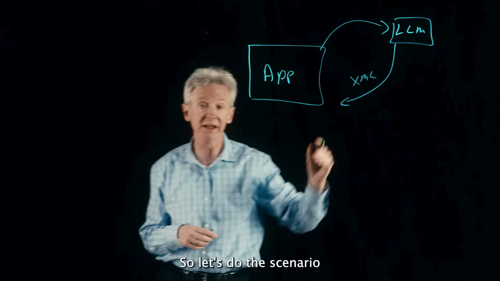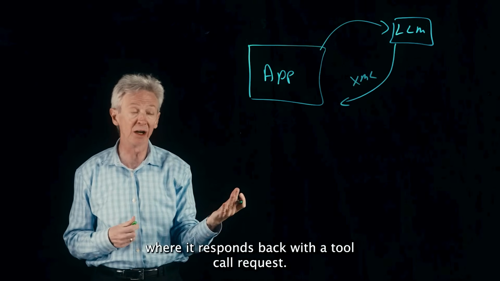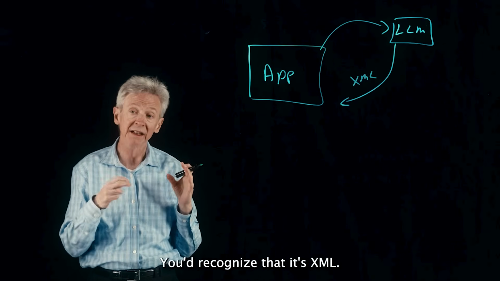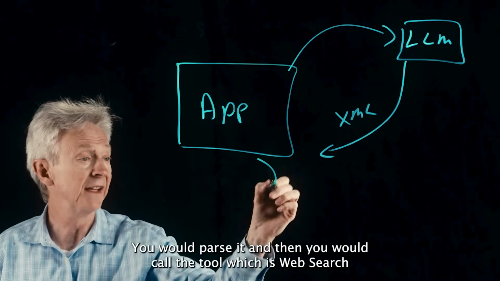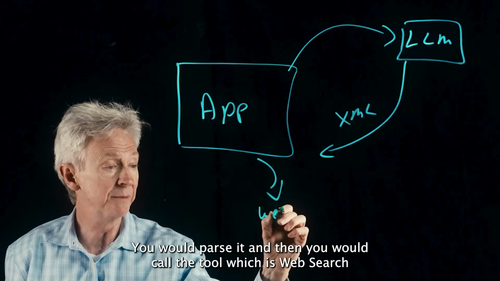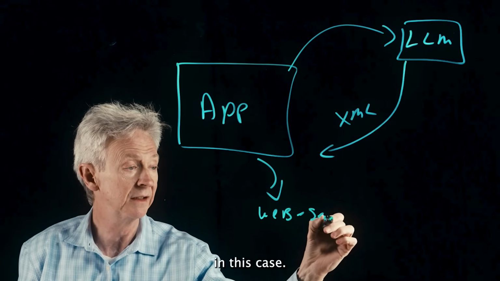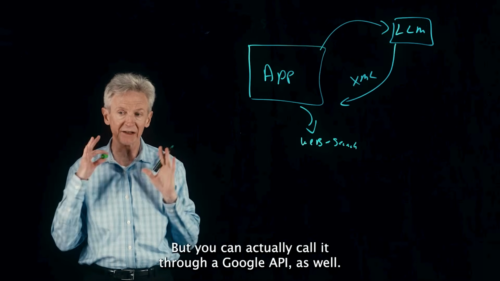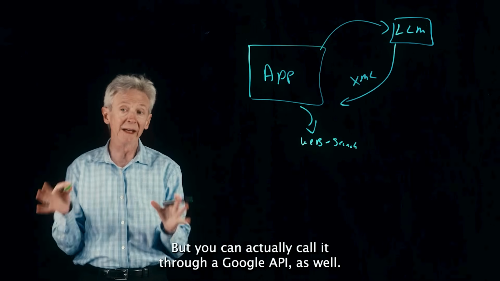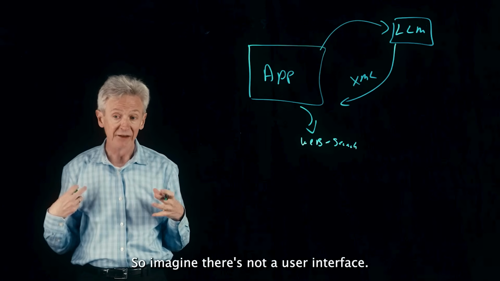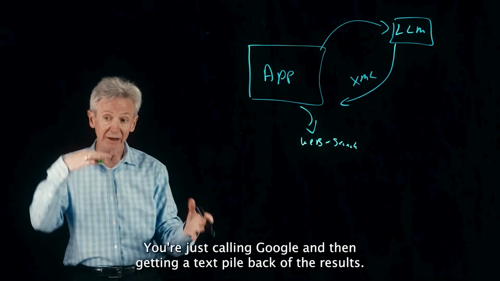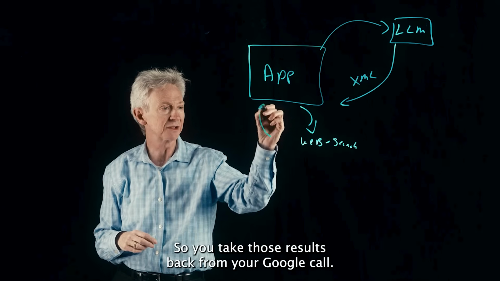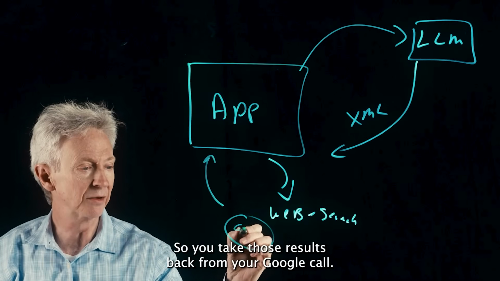So let's do the scenario where it responds back with a tool call request. You would take that, you'd recognize that it's XML, you would parse it, and then you would call the tool, which is web search in this case. Now, all of us know web search from going to google.com, but you can actually call it through a Google API as well. So imagine there's not a user interface, you're just calling Google and then getting a text pile back of the results.